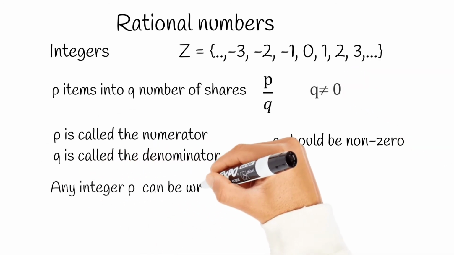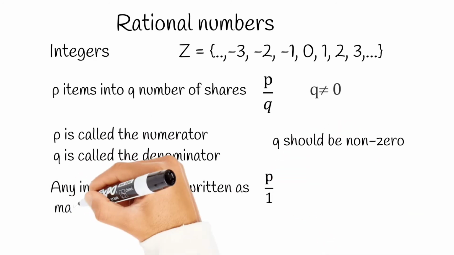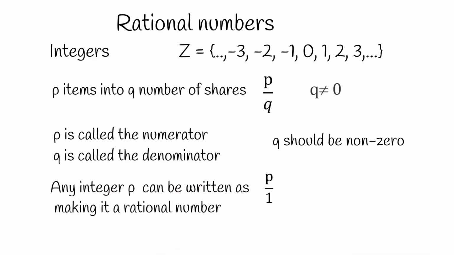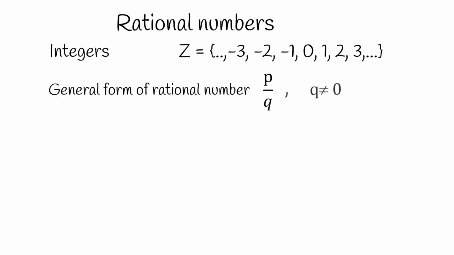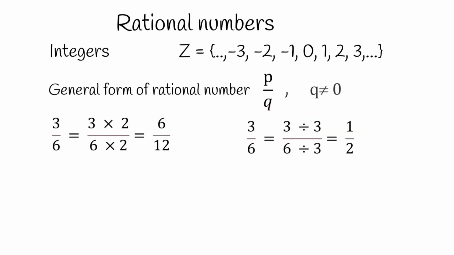You may notice, every integer is a rational number also, because any integer p can be written as p/1 also. Thus, rational numbers include integers and fractions. If we multiply the numerator and denominator by the same non-zero integer, we obtain another equivalent rational number. This is exactly like obtaining equivalent fractions. In similar fashion, we can divide to obtain another equivalent number.